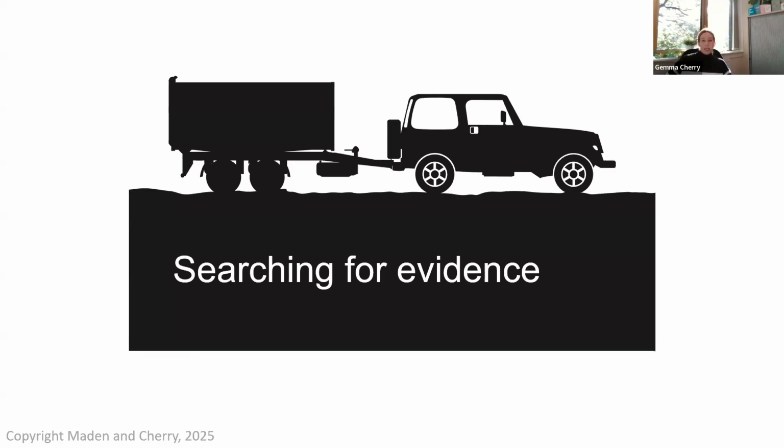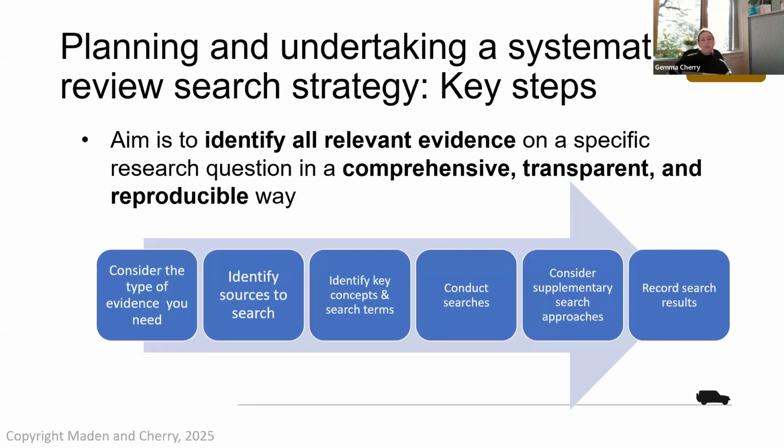So the next stage in the review process is to then search for evidence. Okay, so this is the finding stage. The aim of the systematic review search is to identify all relevant evidence on a specific research question in a comprehensive, transparent, and reproducible way. And I'm going to talk you through the different steps.